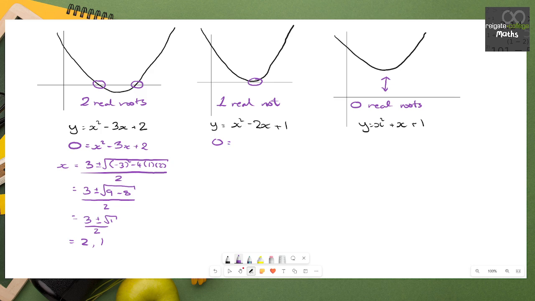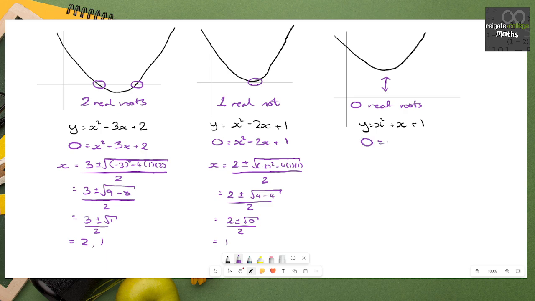Doing the same thing here, if we are solving x squared minus 2x plus 1, we can use the quadratic formula to get minus b plus or minus the square root of b squared minus 4 times a times c over 2a. Tidying up the numbers a little bit, we get 4 minus 4 over 2. So we get 2 plus or minus root 0 over 2, which is just one root of 1.